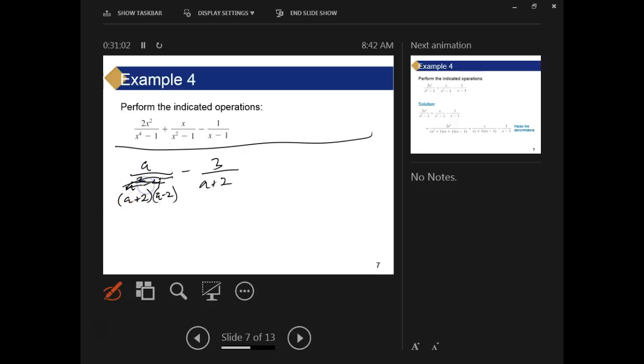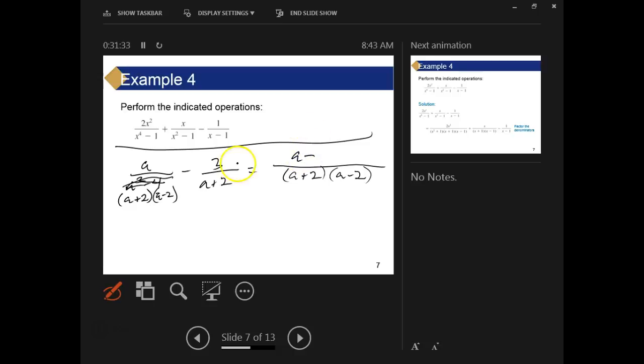Common denominator. And what would that be? A plus 2 times a minus 2. Okay? Now, your common denominator is your first denominator. So that's the same. So it has that a on top. Okay?